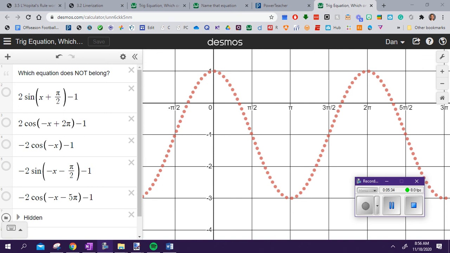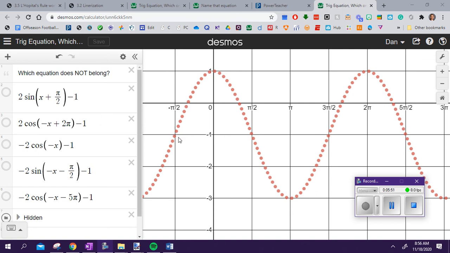If we think it's the first one, we've got 2 sine x plus pi over 2 minus 1. Obviously, the 2 and the negative 1 were good. That's the amplitude midline. So we're talking down here at negative 1. If it's sine, what is that plus pi over 2 going to do to my graph?